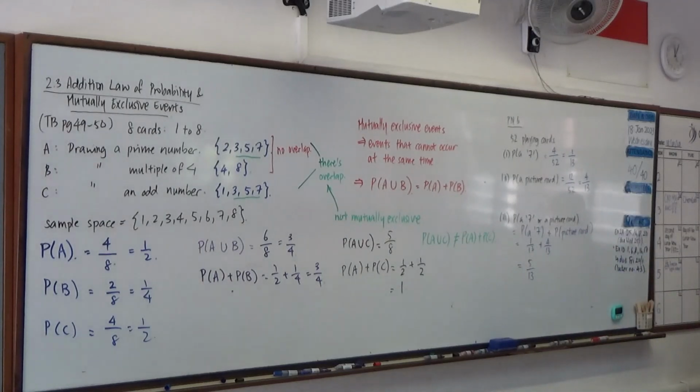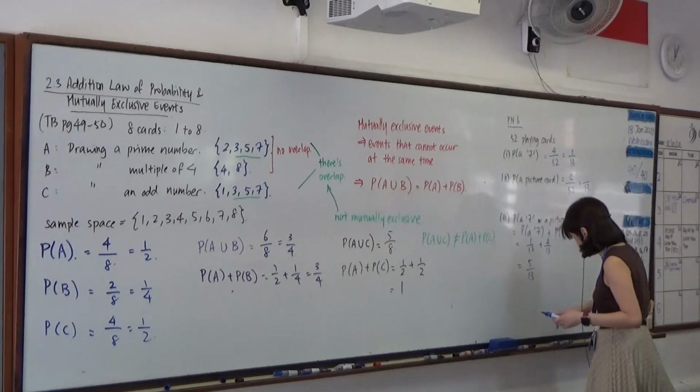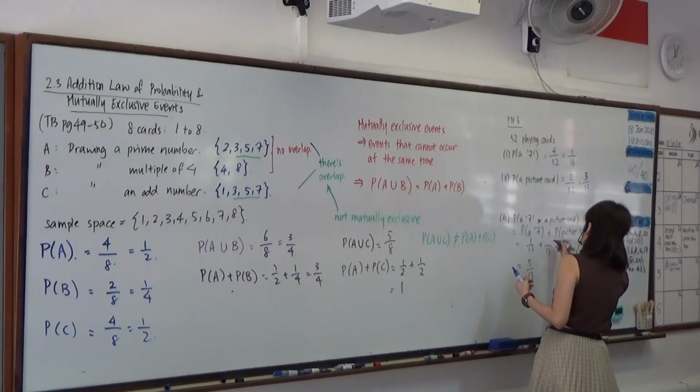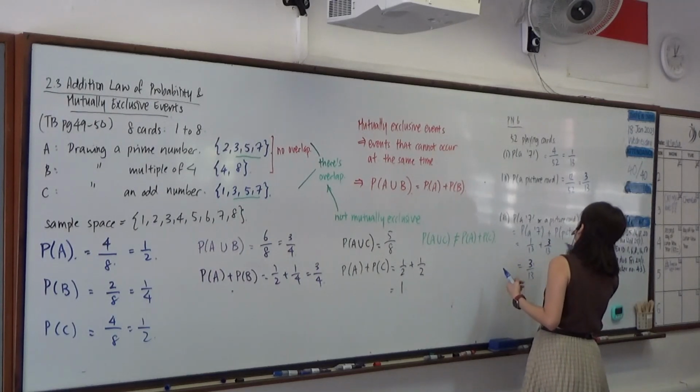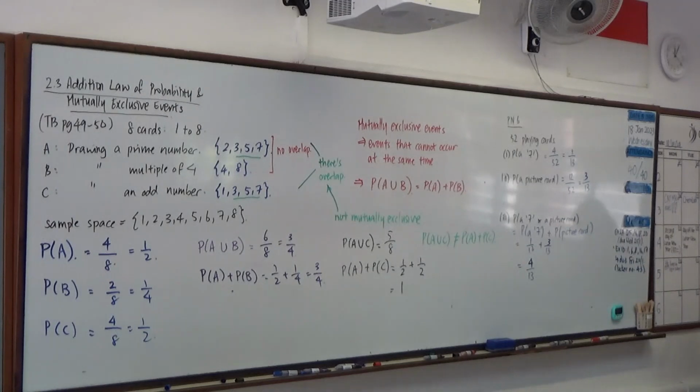Okay, yes. 3 out of what? 13. Okay, count for me. 12. Sorry, my bad calculation. Sometimes I do until very late, so my head and eyes are not connected.